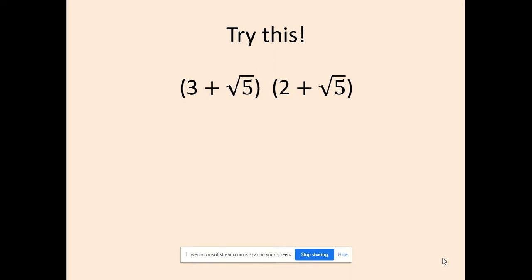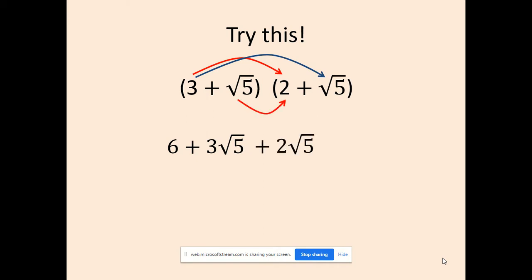All right, I'm going to give the solutions now. Again, use your arrows. There's nothing different about this. This is exactly the same as before. Just the brackets have been changed slightly, but you still use the same method. You do 3 times 2 first. That will be 6. Then you do 3 times root 5, that will be plus 3 root 5. Then you do 2 times root 5, that'll be plus 2 root 5.